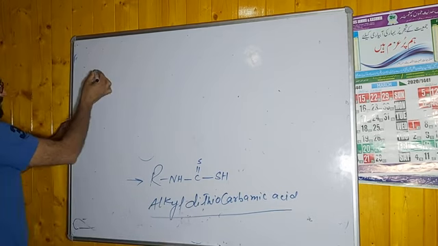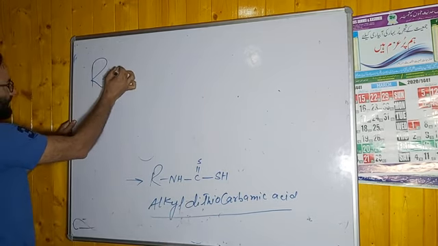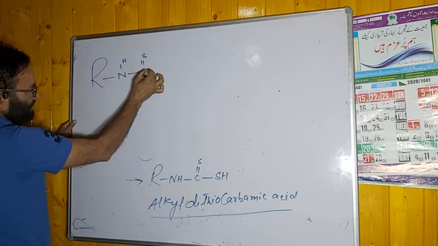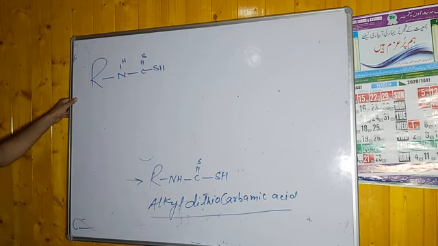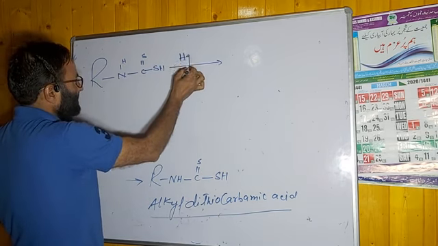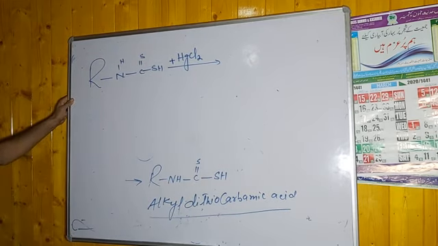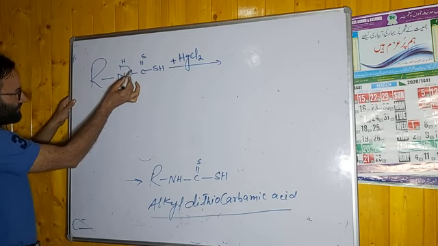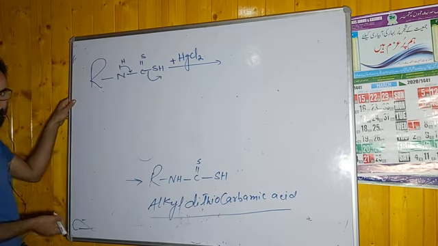You have to decompose it with mercury chloride. This one, R-NH-C double bond S, SH, is alkyl dithiocarbamic acid. You have to decompose it with mercuric chloride, HgCl2. Remember this one. What happens? This hydrogen will come here. This is the way. What will you have?